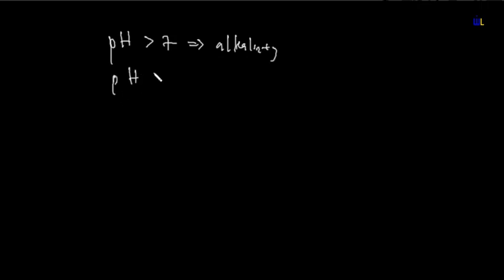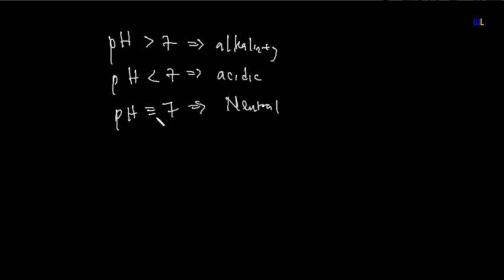pH less than 7, acidity or acidic. pH equals 7, neutral. Is this clear?